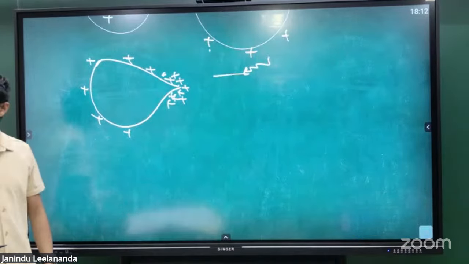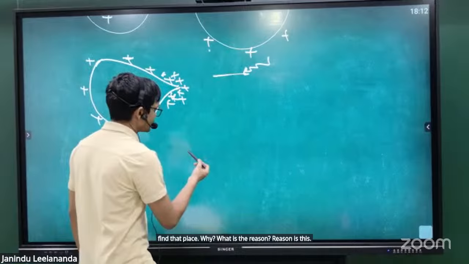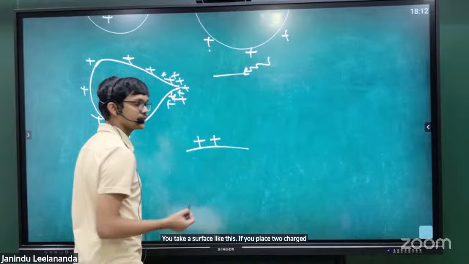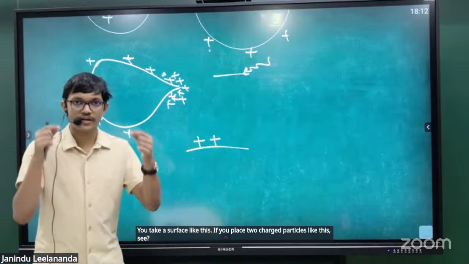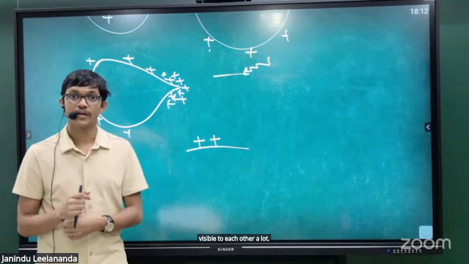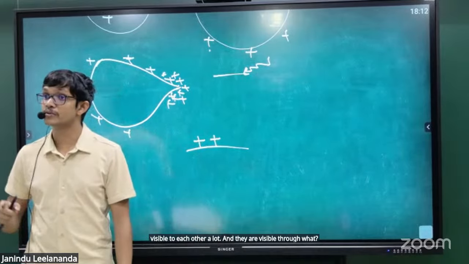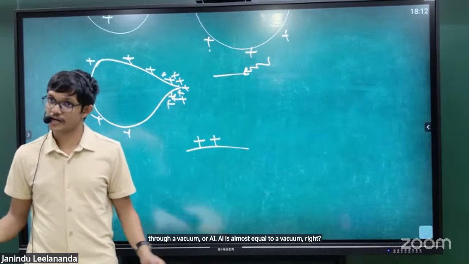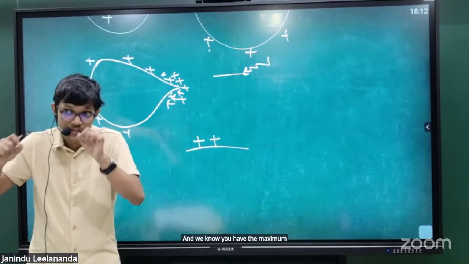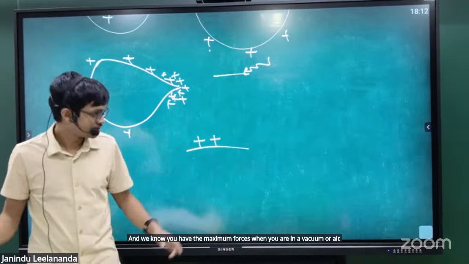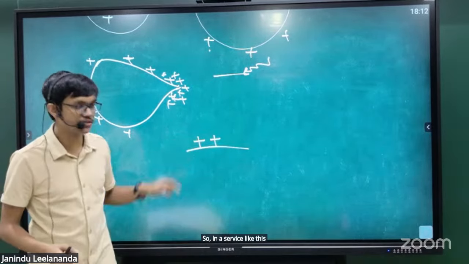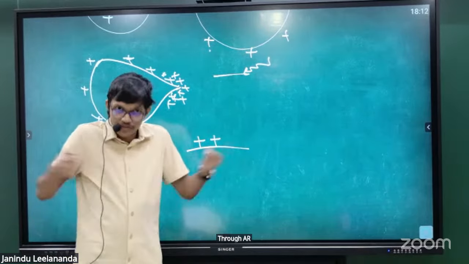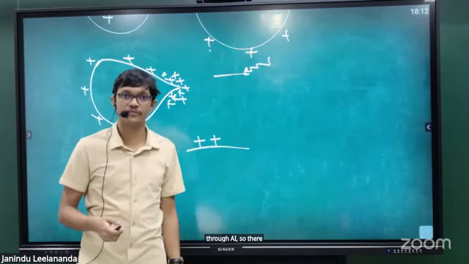The reason is this. You take a surface like this. If you place two charged particles like this, both are visible to each other a lot. And they are visible through what? Through a vacuum or air. Air is almost equal to a vacuum, right? And we know you have the maximum forces in a vacuum or air. So on a surface like this, a charge is visible to the other charges through air. So there's a lot of repulsive force, so they can't stay close to each other.